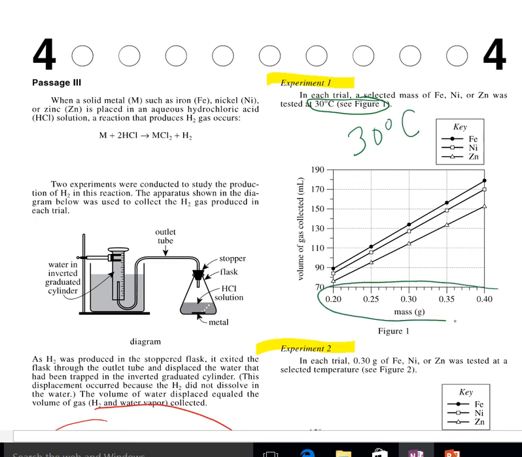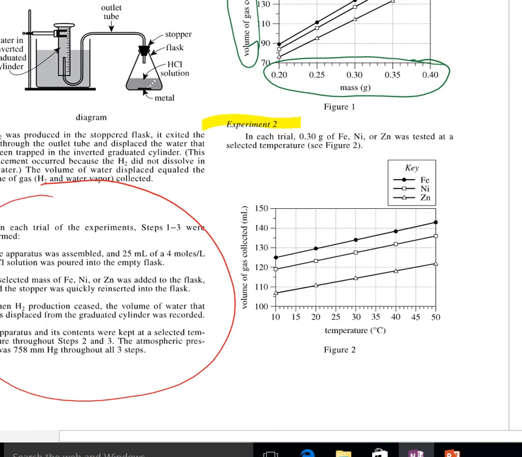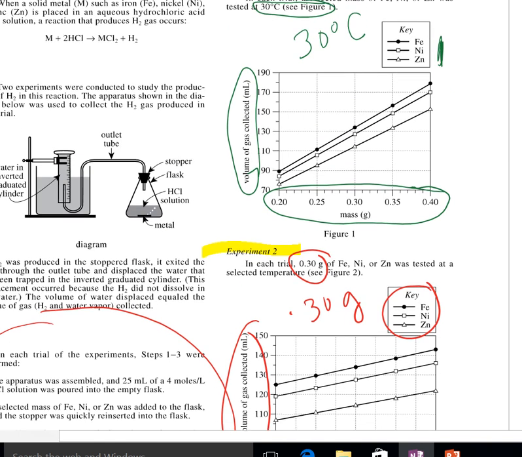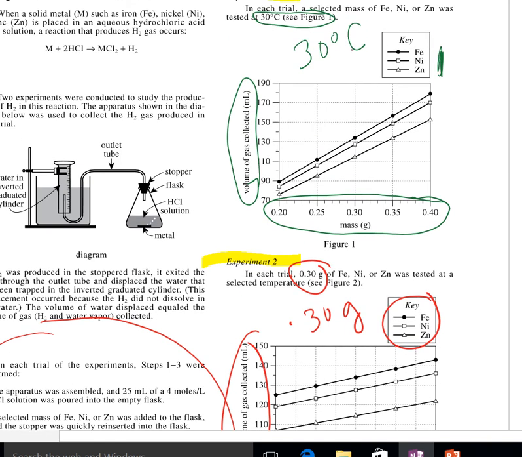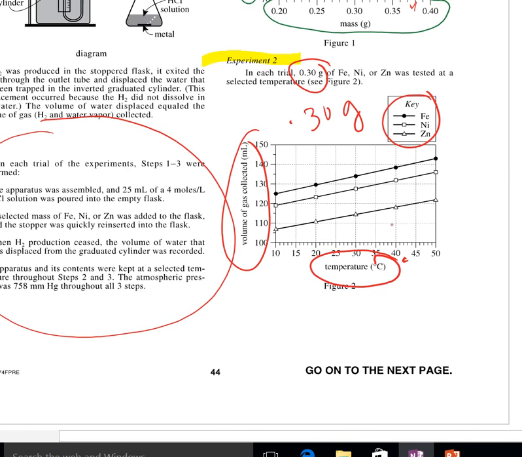But down here we're using different masses, and we're always collecting volume of gas, and we're always looking at the same ingredients. The second figure is showing you that the temperatures are changing, but we're using the same amount of grams of the same substances, and then we're still collecting a volume of gas. So in the two experiments, the only thing that's really changing is we're going to change the mass here and keep the temperature the same, and here we're changing the temperature and then keeping the grams the same. So let's start the first question.